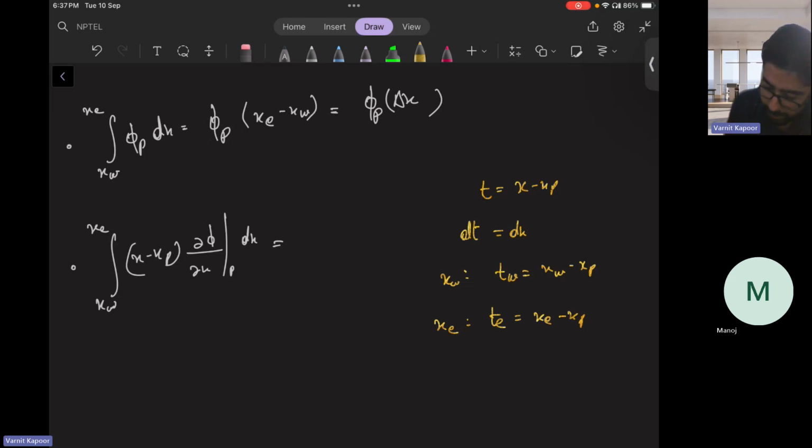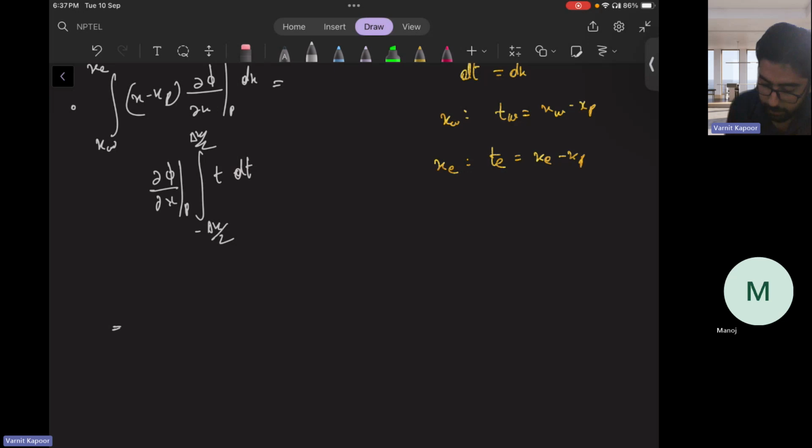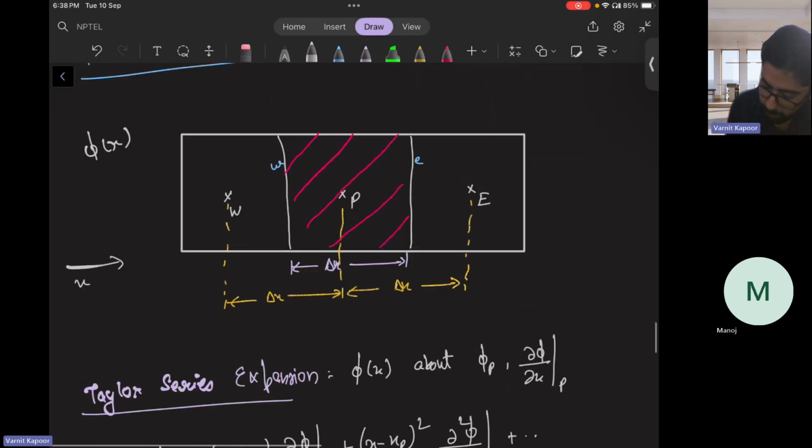I guess that's clear. So it will be written with integral limits. This gradient can be taken out, dou phi by dou x at P, x minus xP is t, and dx is dt. Okay. So limits will be from minus del x by 2 to del x by 2. So this can be written as dou phi by dou x about P. If you see, this is minus del x by 2, this is plus del x by 2.